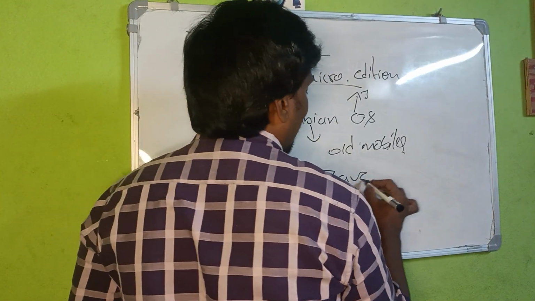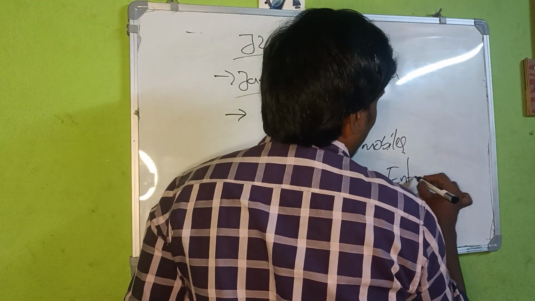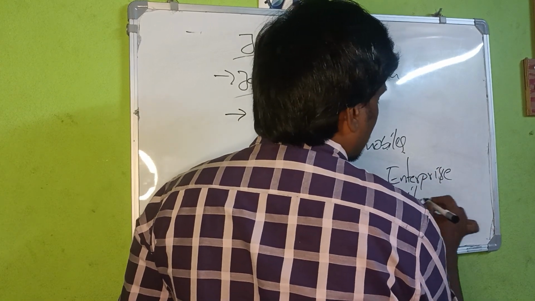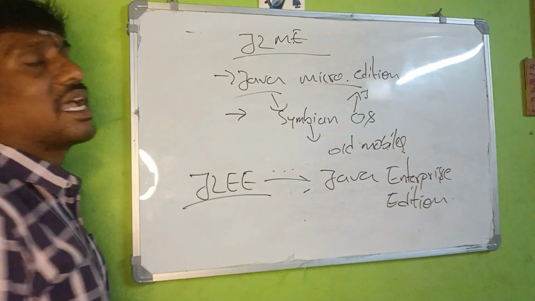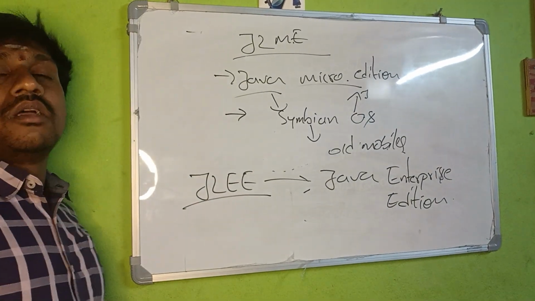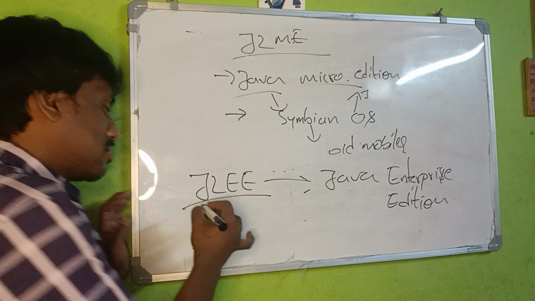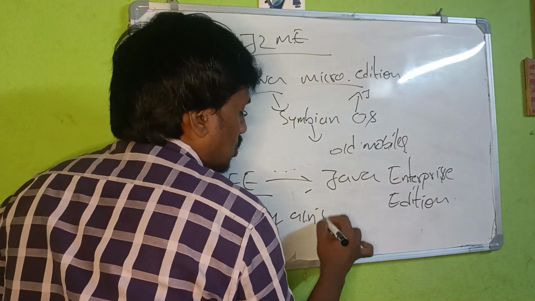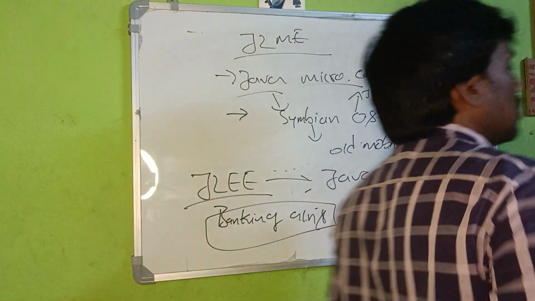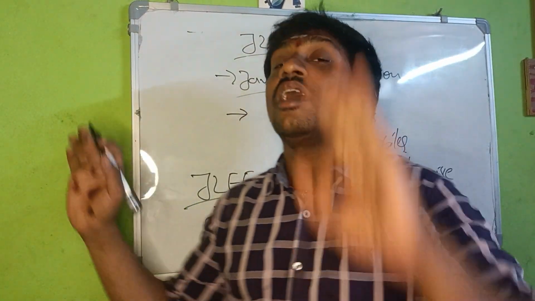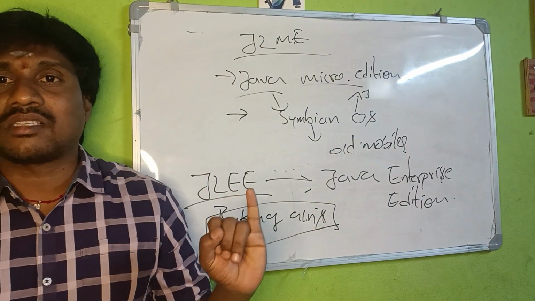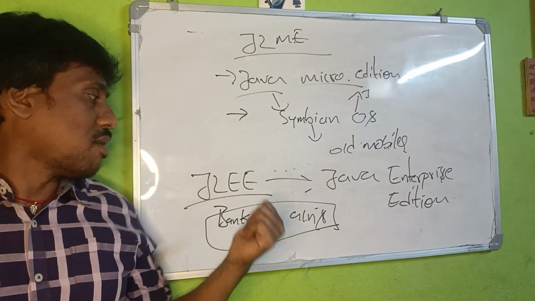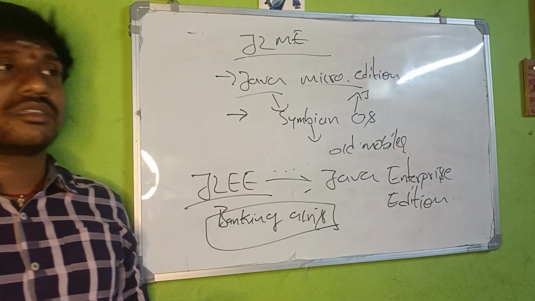J2EE means, guys tell me, Java Enterprise Edition. Enterprise Edition is for big applications, very big applications, that is banking applications. All banking applications use Java. So guys, there are totally 3 types of Java: J2SE for standalone applications, J2ME for micro embedded system applications, and J2EE for banking applications.